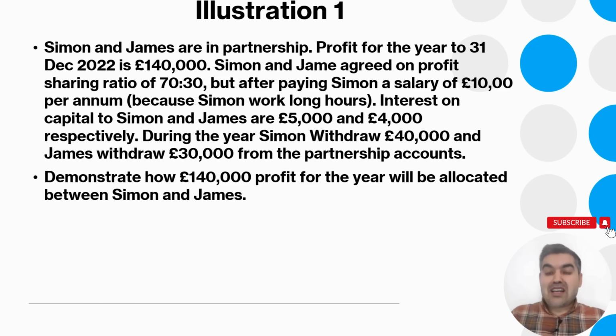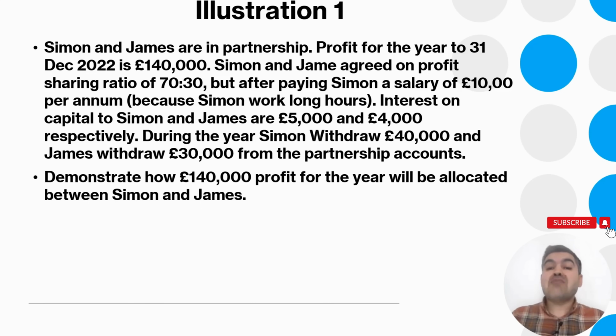Simon and James are in partnership. Profit for the year to 31st December 2022 is 140,000. Simon and James agree on a profit sharing ratio of 70 and 30. But after paying Simon a salary of 10,000 per annum because Simon works long hours, interest on capital to Simon and James is 5,000 and 4,000 respectively.